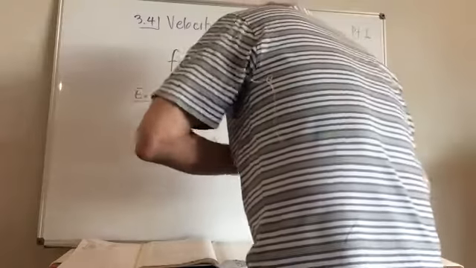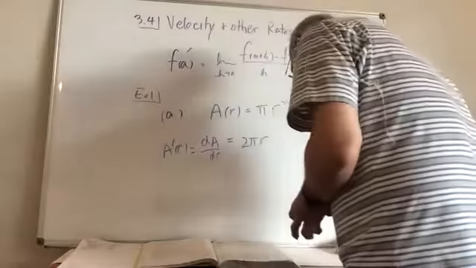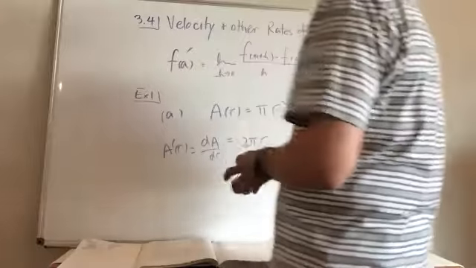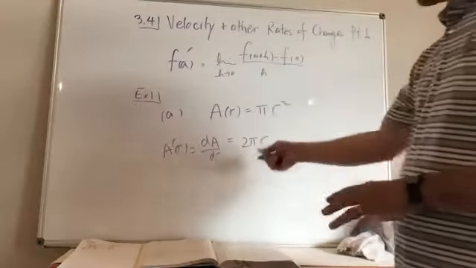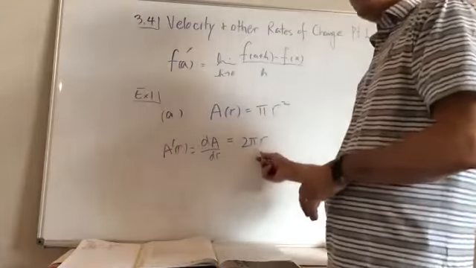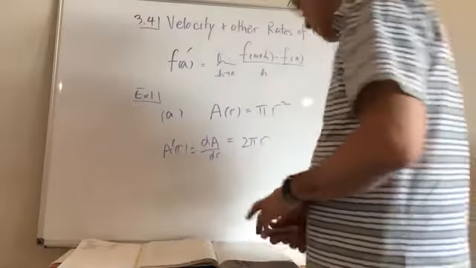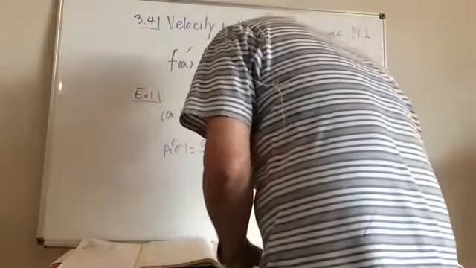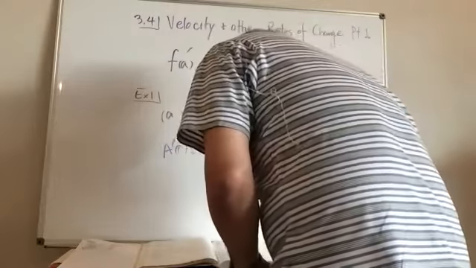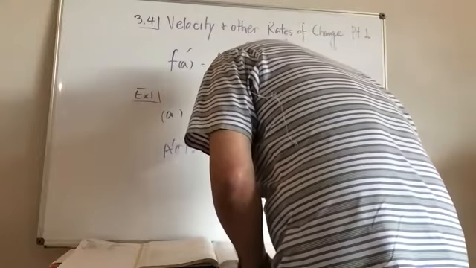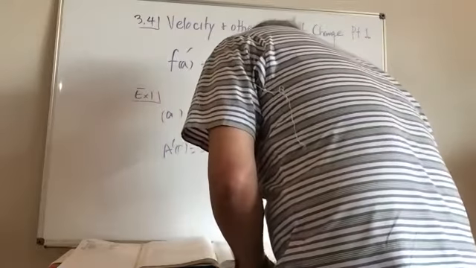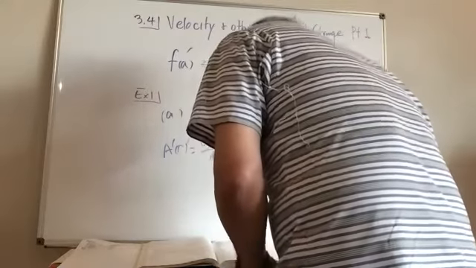B, evaluate the rate of change of A when r is equal to 5 and r is equal to 10. So when r is equal to 5, I put r is equal to 5 here, and it is 10 pi. When r is equal to 10, I get 20 pi. Okay, not too hard.